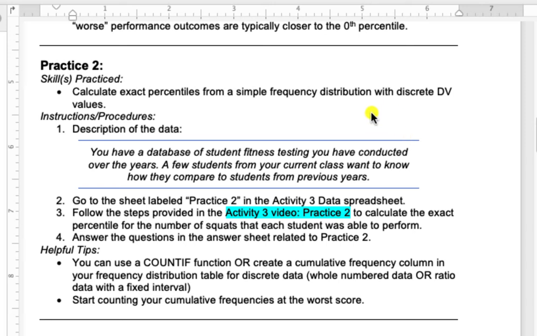In this video, we'll be going over the tasks for practice 2, which are calculating exact percentiles from a simple frequency distribution with a discrete dependent variable. So discrete, compared to continuous, values are typically whole number values, or ratio data with a fixed interval. If we were looking, for example, at shoe size, and we were going from a size 8 to an 8.5 to a 9 to a 9.5, right?